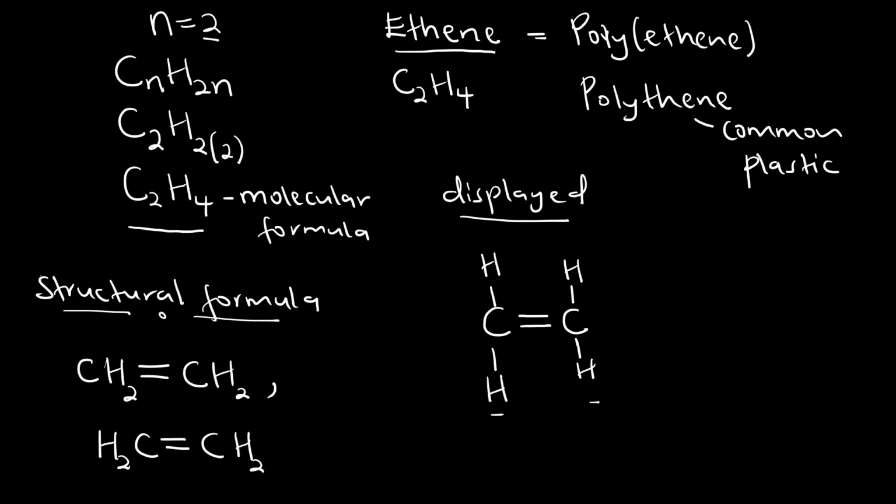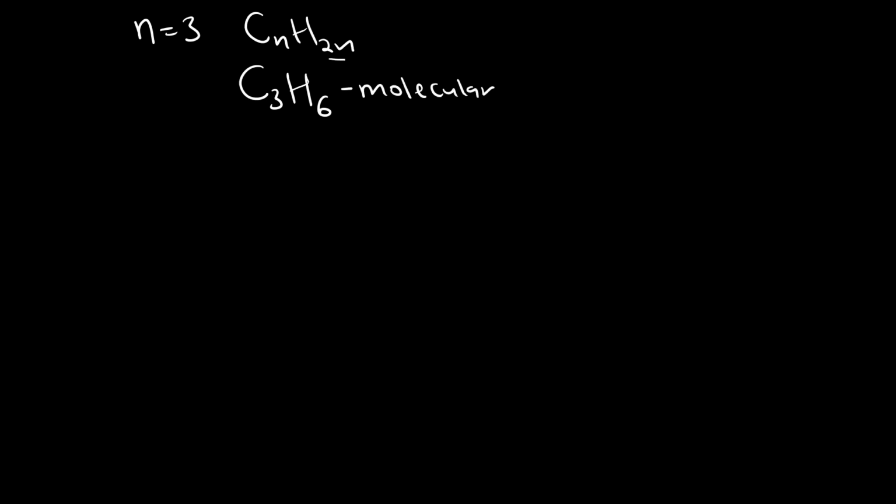Let's now look at a scenario where we have n equal to 3. So for n equal to 3, we shall still have to substitute into our general formula. n is equal to 3. Our general formula is CnH2n. So when we substitute, we shall obtain C3H3 times 2, which will be 6. So this will be the molecular formula of the second alkene. Remember, molecular formula shows the number of atoms of each kind of element present in that given molecule.